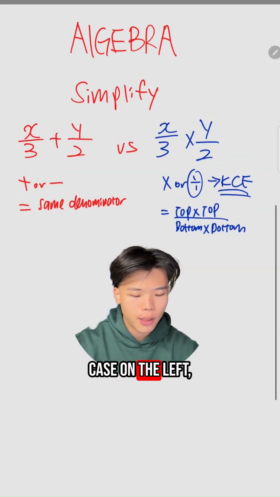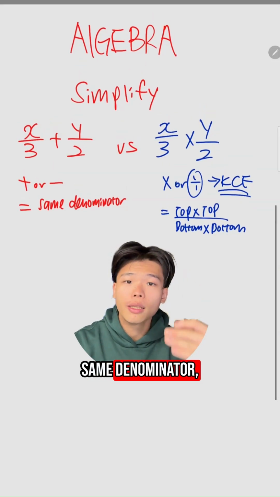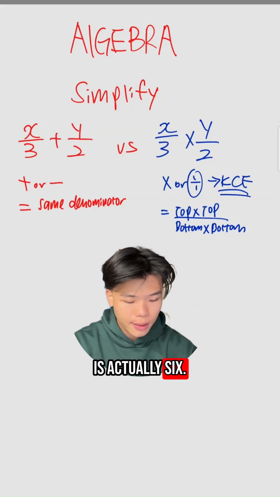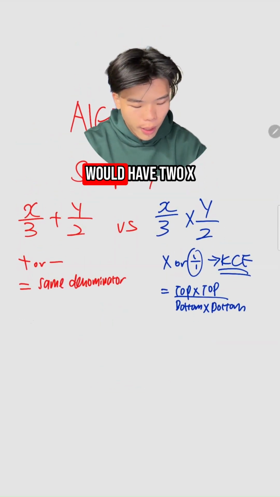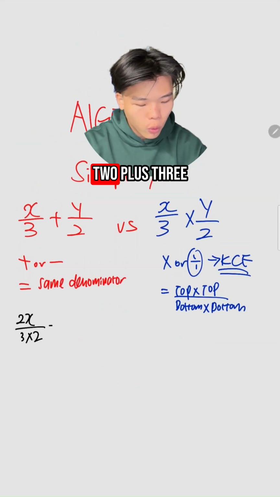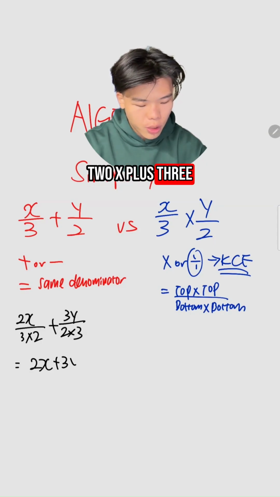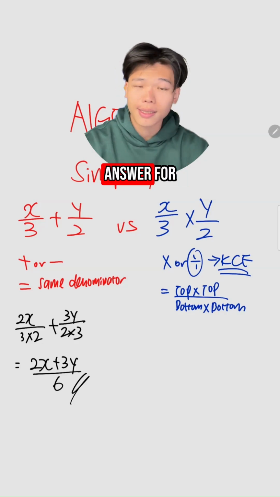So for the first case on the left, since we need to make them the same denominator, the common multiple, the LCM of 3 and 2 is actually 6. So for the first pair over here, I will have 2x over 3 times 2 plus 3y over 2 times 3, which will give me 2x plus 3y over 6, right? That's the final answer for the first one.